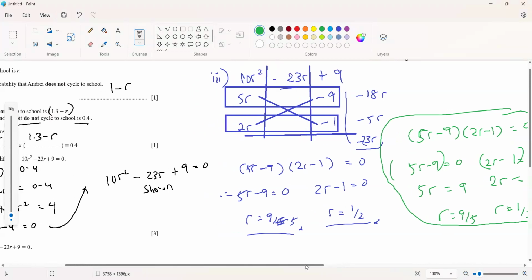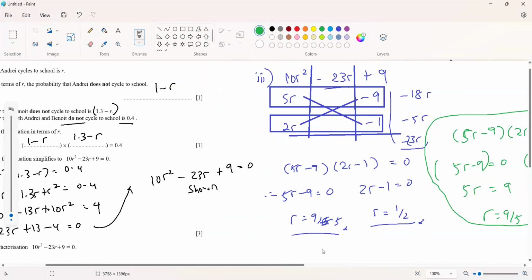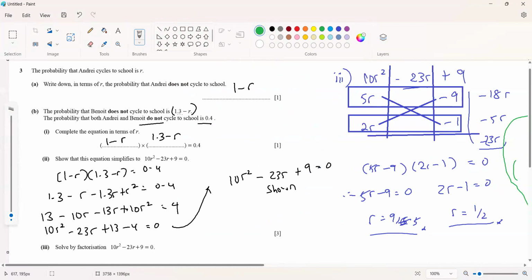So now, since R equals 9 over 5 and R equals a half, there's only one value that can work. In other words, the only one that can work is R equals a half, because 9 over 5 will cause this value here to become 0. So we don't want that. So we're going to take R equals a half for our next part.